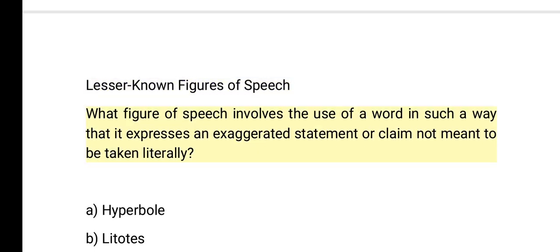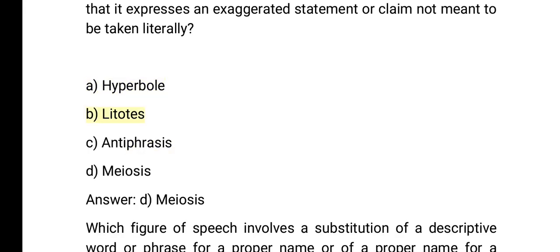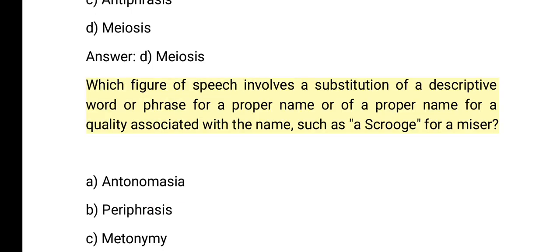What figure of speech involves the use of a word in such a way that it expresses an exaggerated statement or claim not meant to be taken literally? A. Hyperbole. B. Litotes. C. Antiphrasis. D. Meiosis. Answer: D. Meiosis.